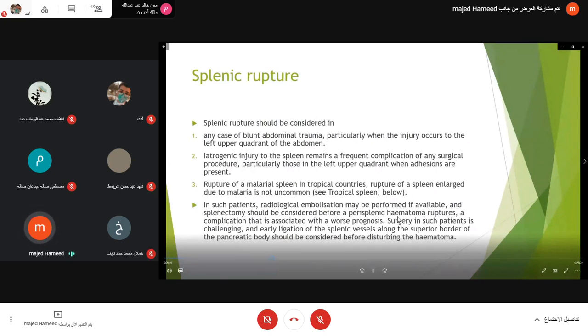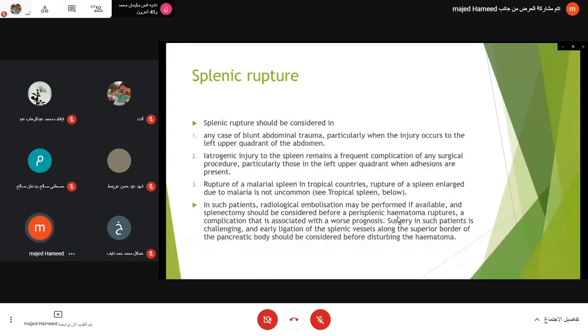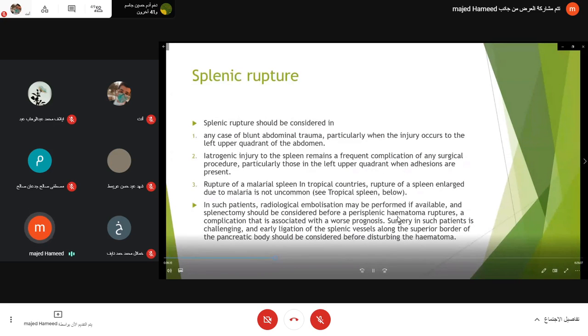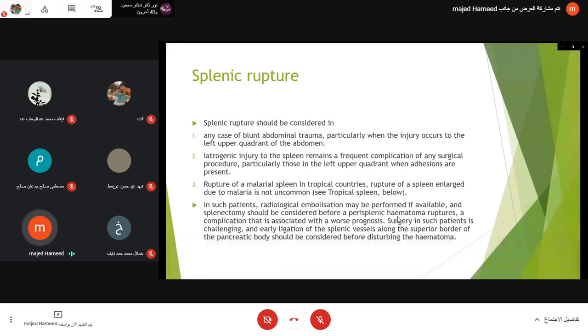Splenic rupture should be considered in any case of blunt abdominal trauma, particularly when injury occurs to the left upper quadrant of the abdomen. Iatrogenic injury to the spleen remains a frequent complication of any surgical procedure, particularly those in the left upper quadrant when adhesions are present.